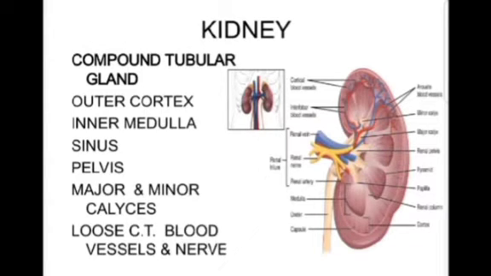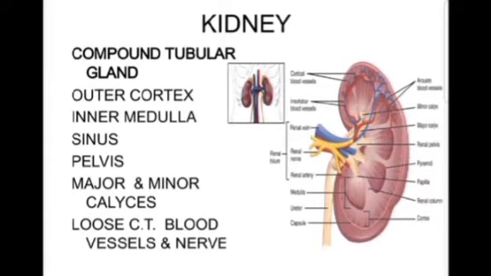You can see these are the minor calyces. Each pyramid with its associated overlying cortex is regarded as a lobe of the kidney. So this whole is the lobe of the kidney. Parenchyma of the kidney consists of a large number of closely packed uriniferous tubules, between which are present blood vessels and scanty amount of interstitial connective tissue.